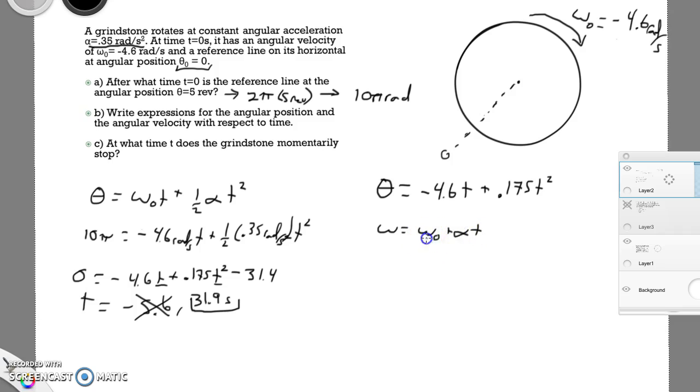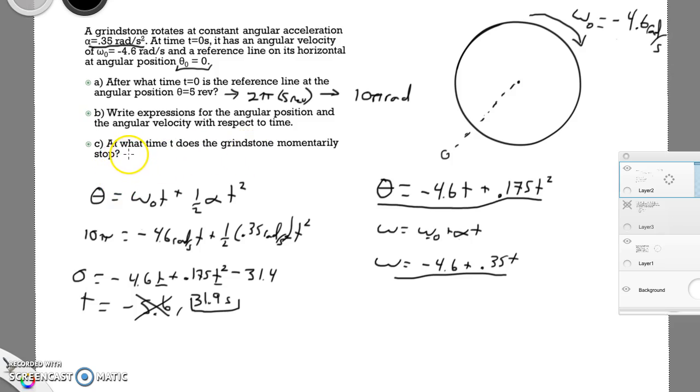Alright, and we'll substitute these two values that we know, and we'll leave these two as variables. So omega equals negative 4.6 plus 0.35 t. Okay, so now we have an expression for angular velocity with respect to time and angular position with respect to time. Okay, the last part says at what time t does the grindstone momentarily stop?